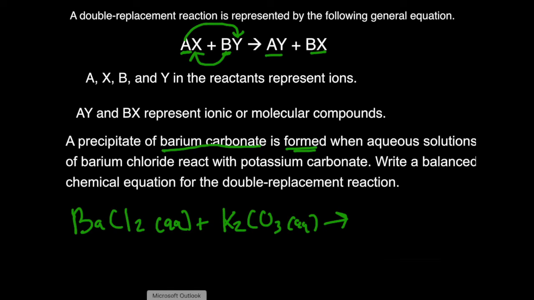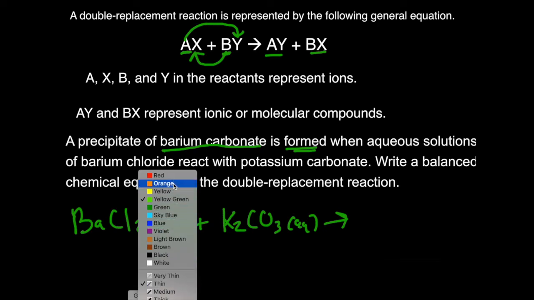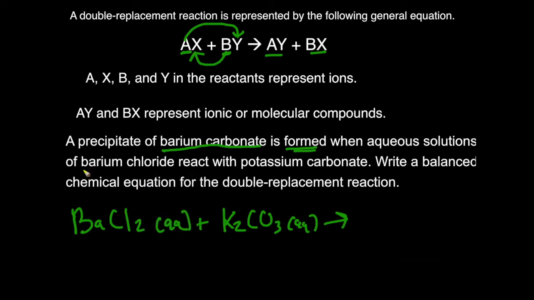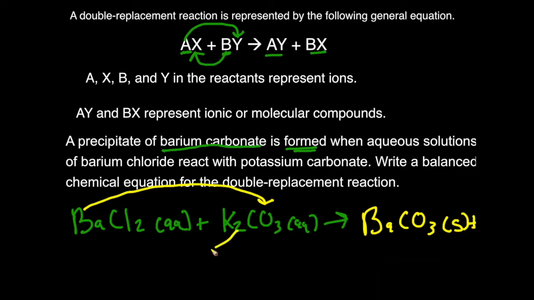So we look here. So this Ba is going to go with CO3 because it tells us barium carbonate, BaCO3, which is our precipitate, which is a solid, plus KCl, which is aqueous.